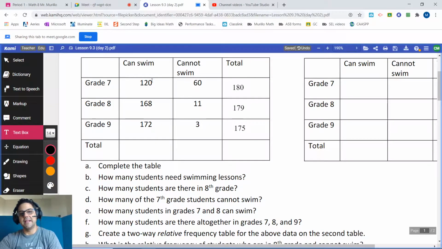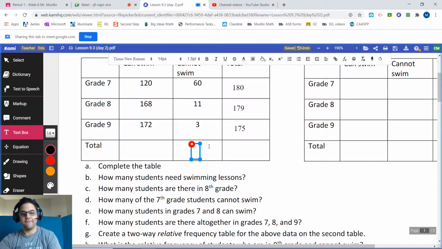Ooh, some of the numbers are a little bit bigger. Maybe you want to use your calculator. 60 plus 11 plus 3 should be 74.